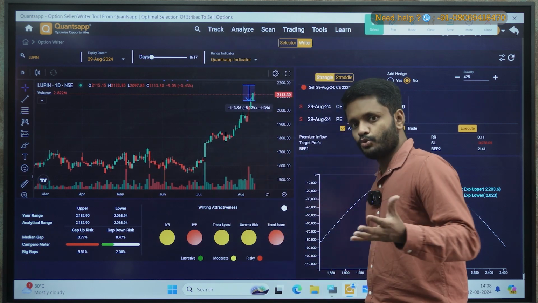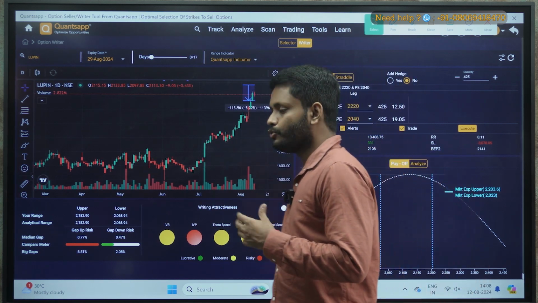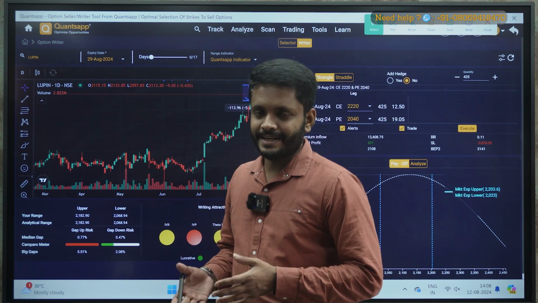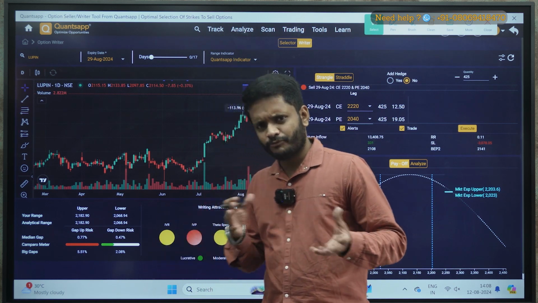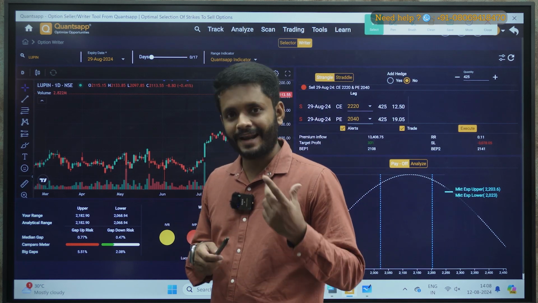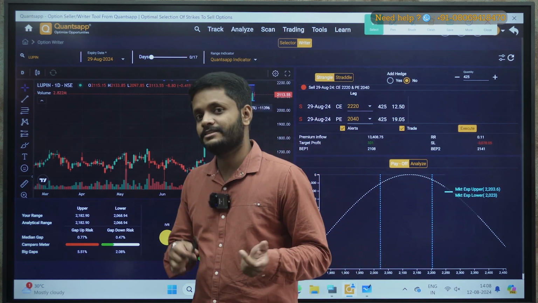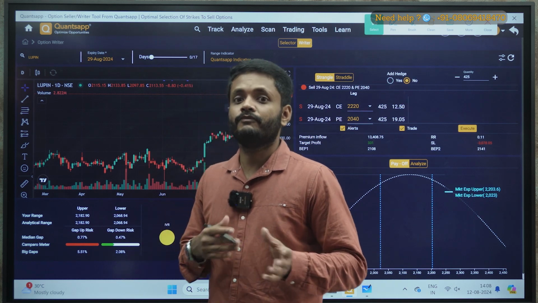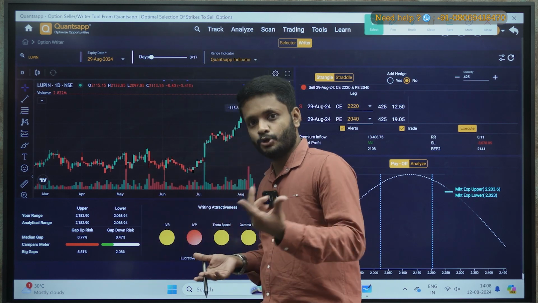So how will this tool help you? Instead of you using your own analytics to find a range, this tool will help you forecast a proper range, and based on that range, this tool itself will give you which strangle will be beneficial to sell.